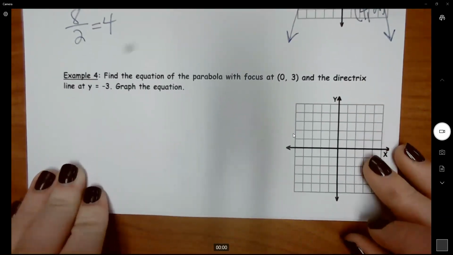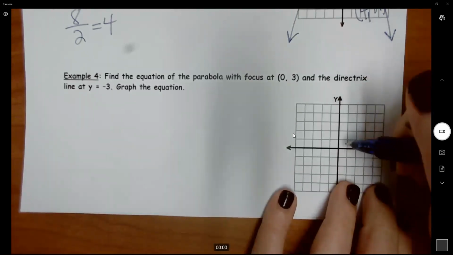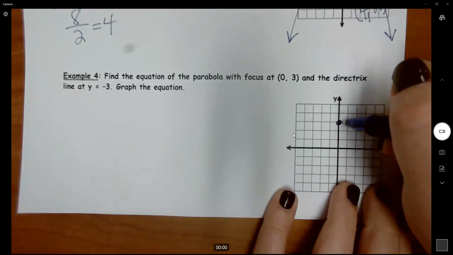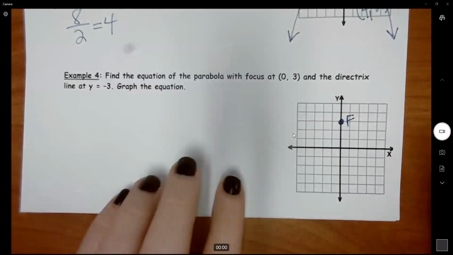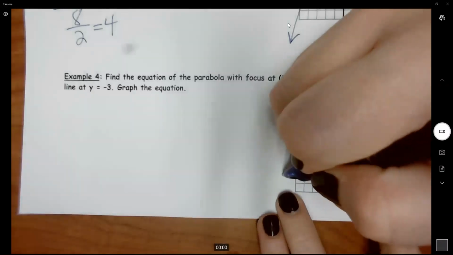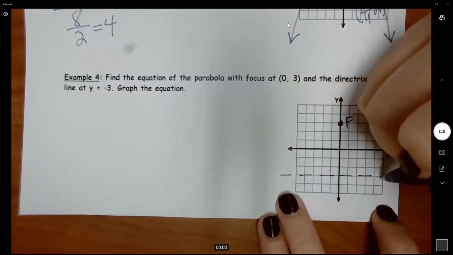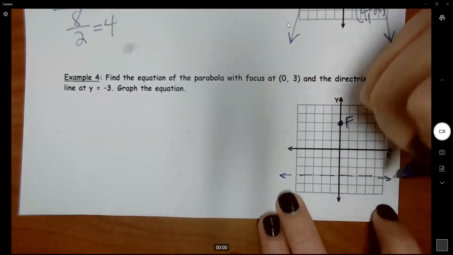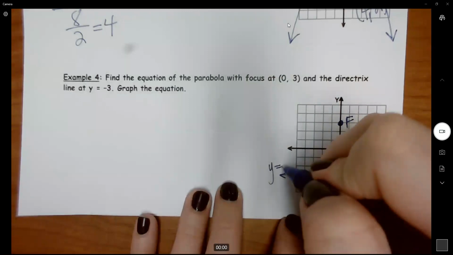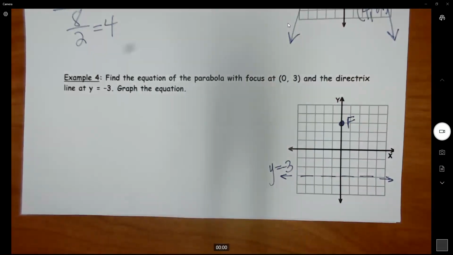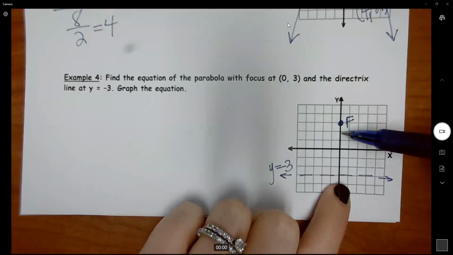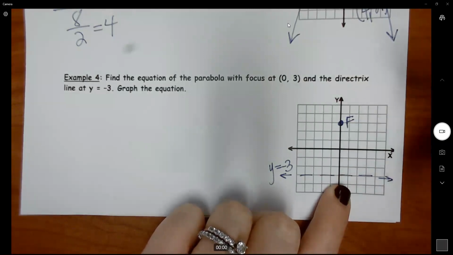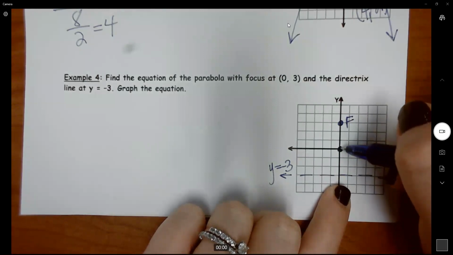And then lastly, find the equation of the parabola with the focus at (0, 3) and the directrix at y equals negative 3. Okay, it doesn't tell me where my center or vertex is, but I do know the vertex is in the middle of these two. So that's 1, 2, 3, 1, 2, 3. My vertex is right here at the center.